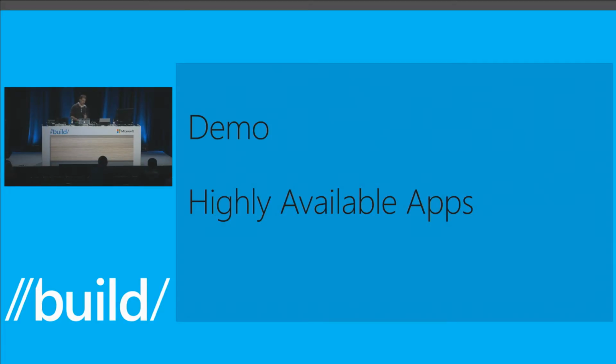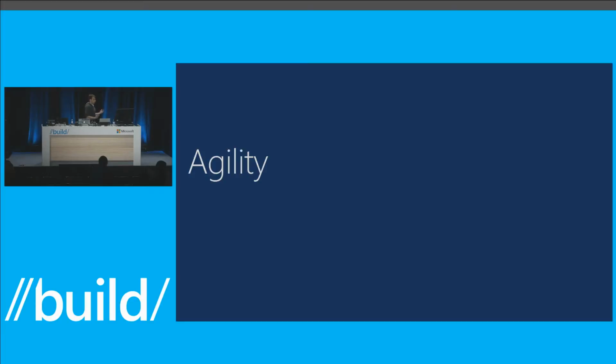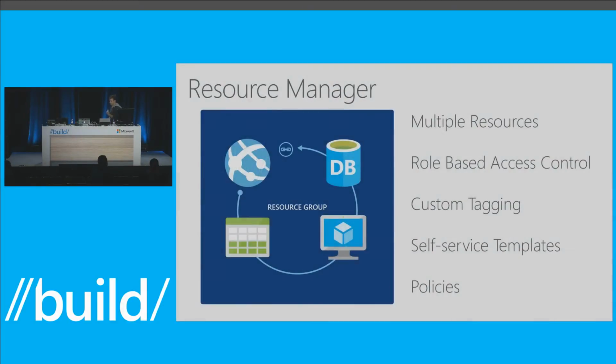So the final section is really around agility and being able to do things quickly, iterate fast, and be able to deploy fast. So the first thing I wanted to show you with agility and talk about is the resource manager. This is an awesome technology in Azure. This is something we're really, really proud of because it's really cool.